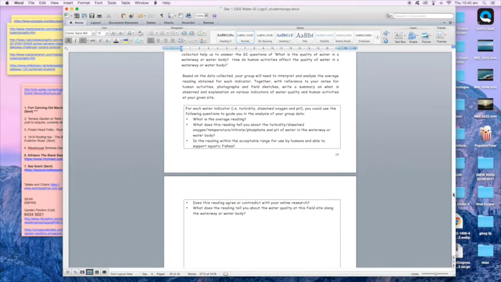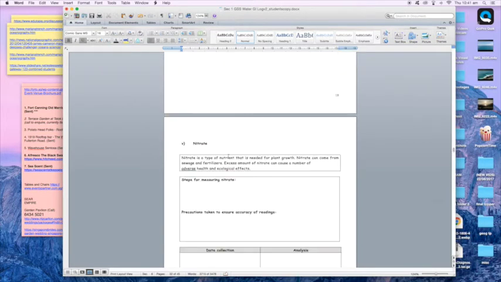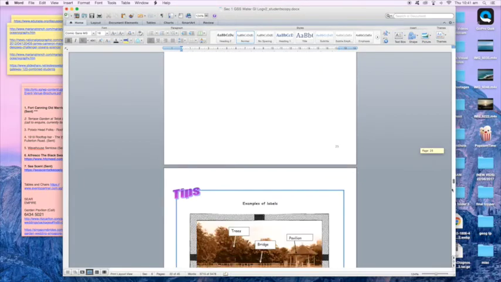Okay, so these are all guiding questions on how you should do your presentation. They ask you what is the average reading, what does this reading tell you about everything. This is your data analysis that you've done earlier, so you can answer this because you've done the data analysis earlier. And same for this question as well. Is the reading within the acceptable range for use by humans, able to support aquatic fishes? Points 1, 2, 3 are all based at the top, this part that you guys have done.